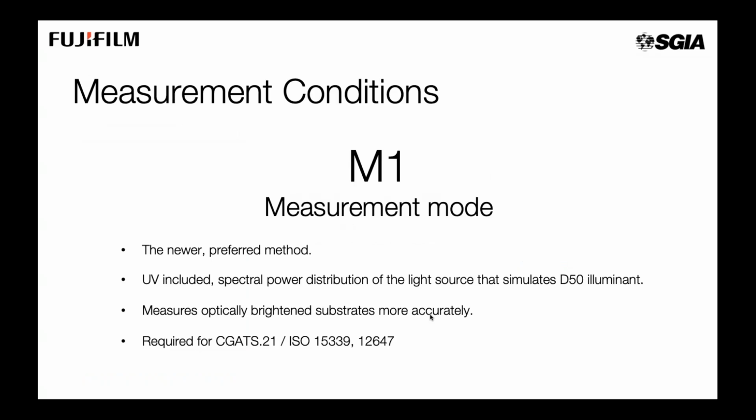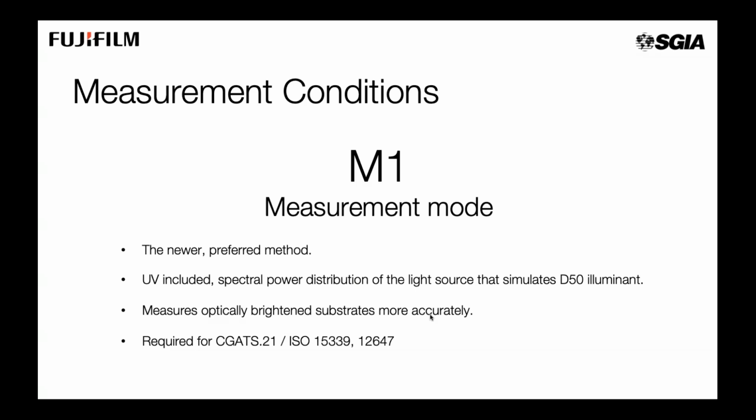Some things I have to be concerned with when I am measuring is the measurement condition. So what is the mode that I'm measuring using my spectrophotometer? Today we want a device that can measure in an M1 mode. This mode is a newer method. It includes a specified UV amount, and spectral power distribution of a light source that simulates D50. It measures optically brightened substrates more accurately than a previous mode called M0.